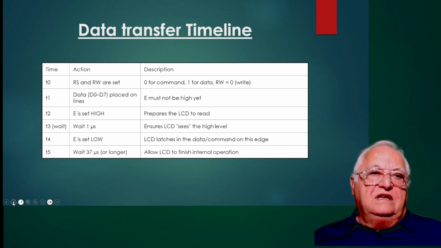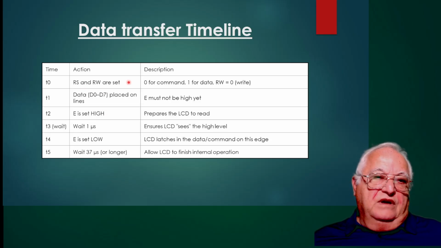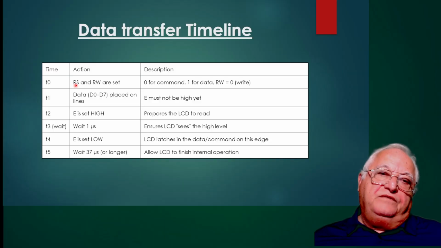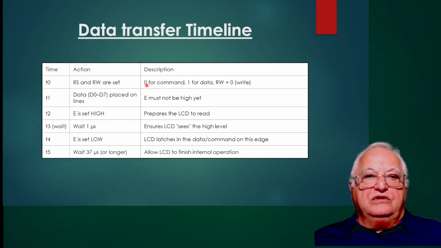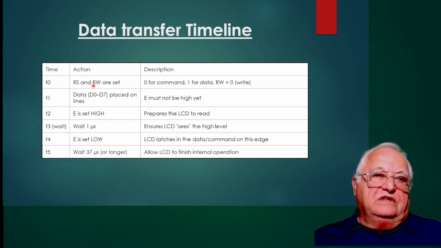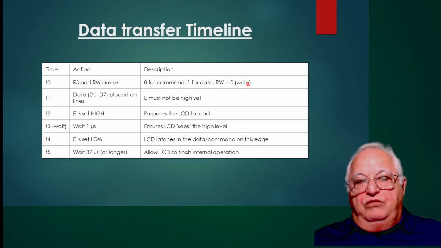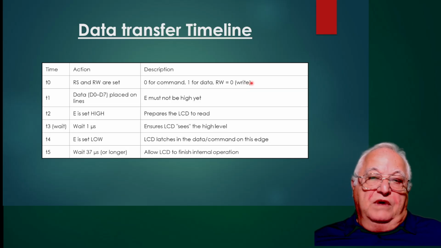So let's look at a data transmission. The first thing you have to define is what you are sending: a command or data. Don't forget, you first send the command followed by the data that supports that command. So 0 is going to be a command, and 1 is going to be data. Then you say whether you're going to write to the display or read from the display. Usually we write to the display, and as a matter of fact, in a lot of my connections, I connect this to ground.